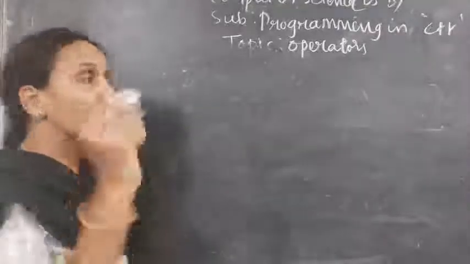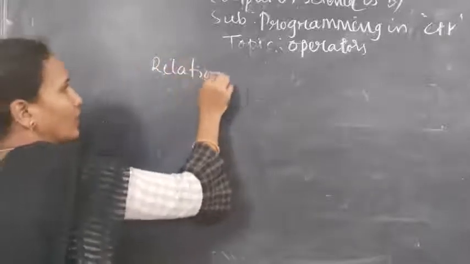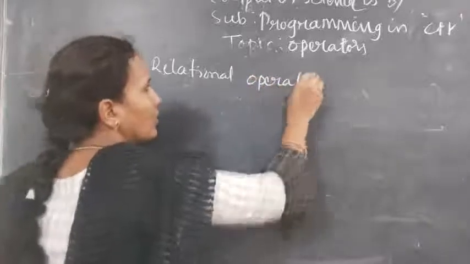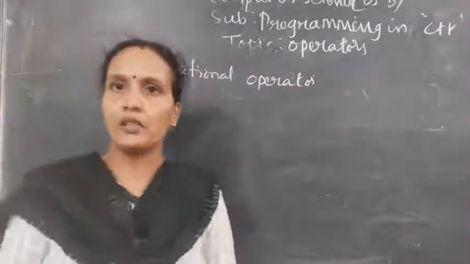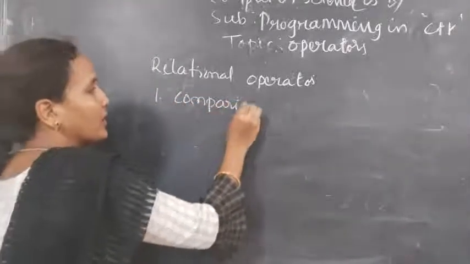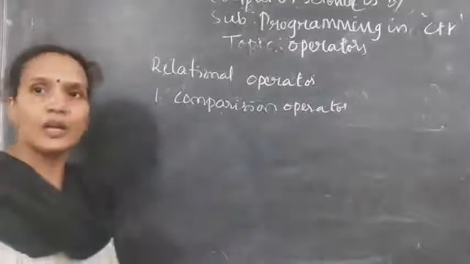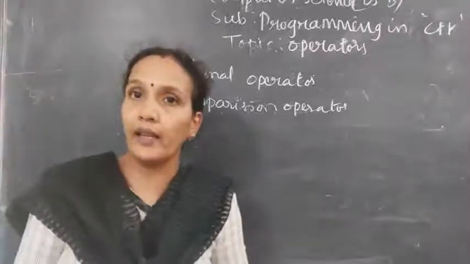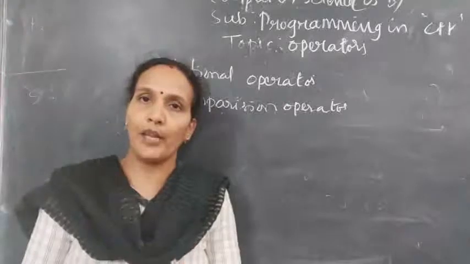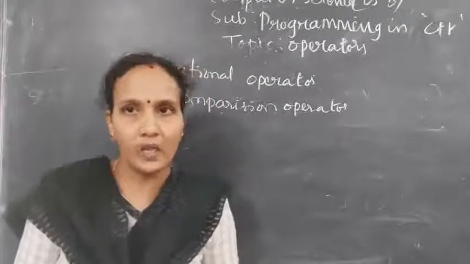The next one is relational operators. Okay. So relational operators are also called comparison operators. Why? Because these operators are used to compare two operands, like a greater than b, a less than b, a greater than or equals to b. So these are used to compare two operands. That is why these operators are also called comparison operators.